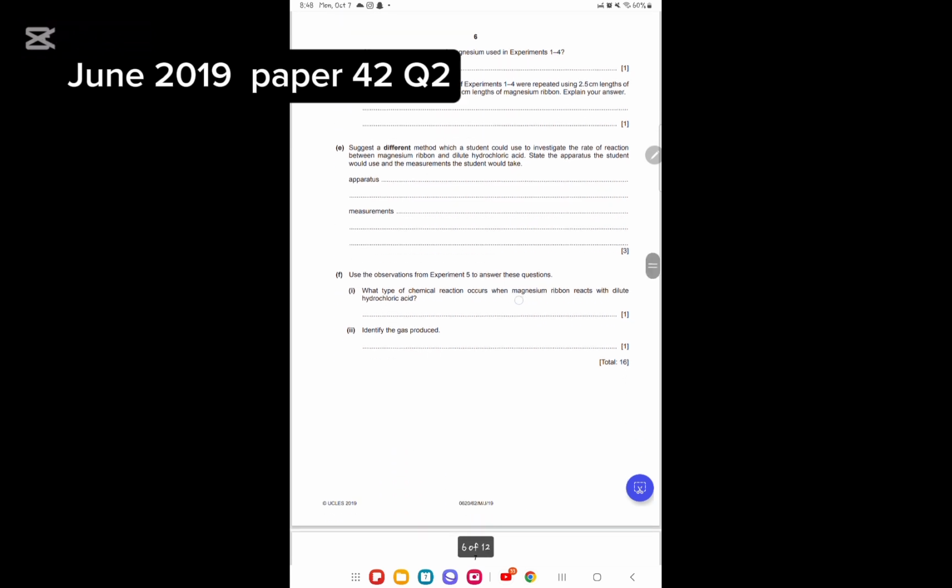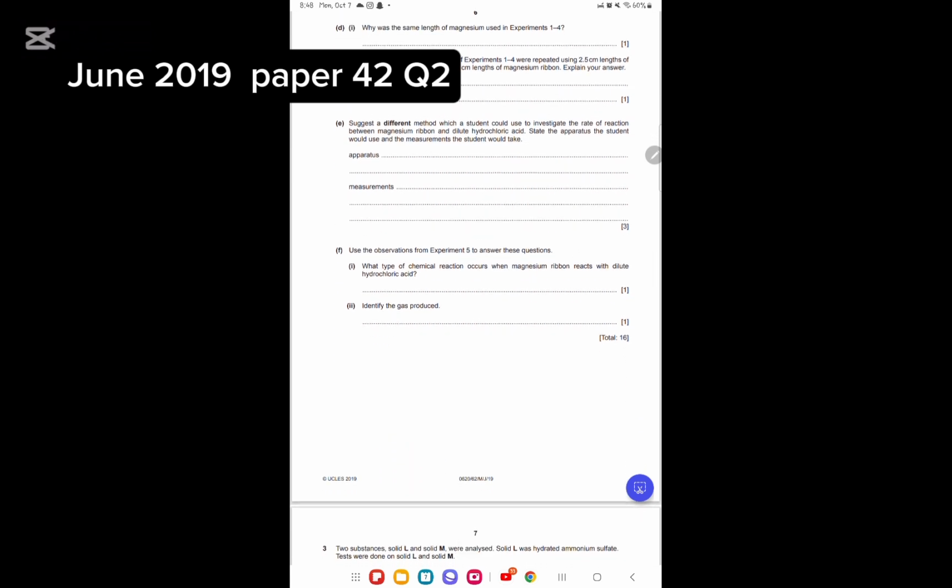Alright, now for the effect on the results of experiments 1 to 4 if we're using 2.5 centimeter length instead of 5 centimeter length: because it is a shorter length, the results or the time, for example, will be faster, and it would be less accurate because it is a smaller amount of magnesium used.